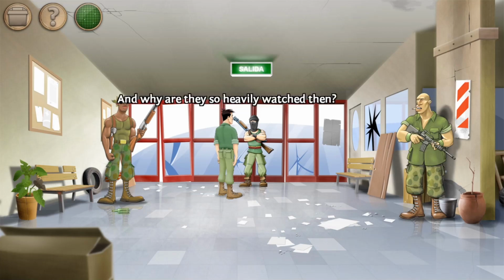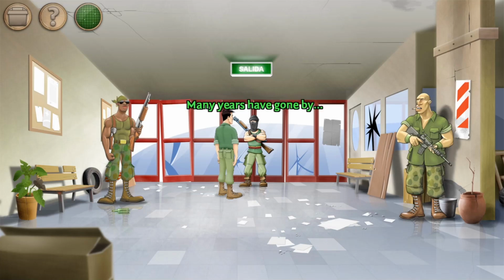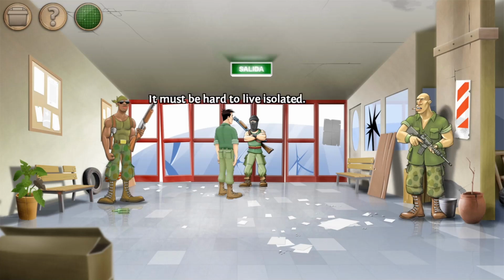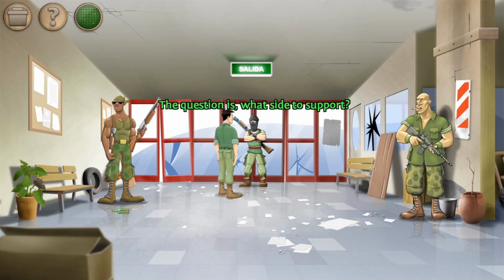And why are they so heavily watched then? Many years have gone by, and some time ago problems started with his connections outside the city, and the supplies coming from them are less and less. It must be hard to live isolated. It is. The question is, what side to support? And on Sergio's side are the supplies.